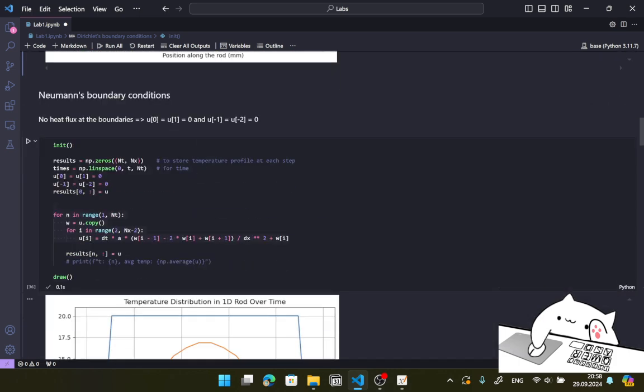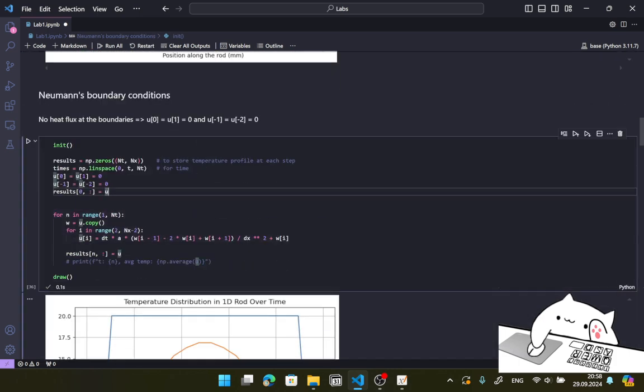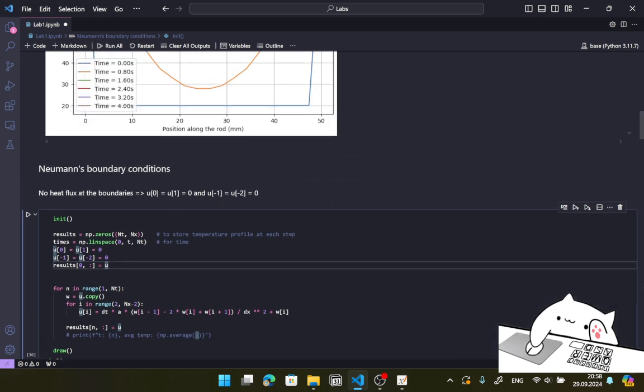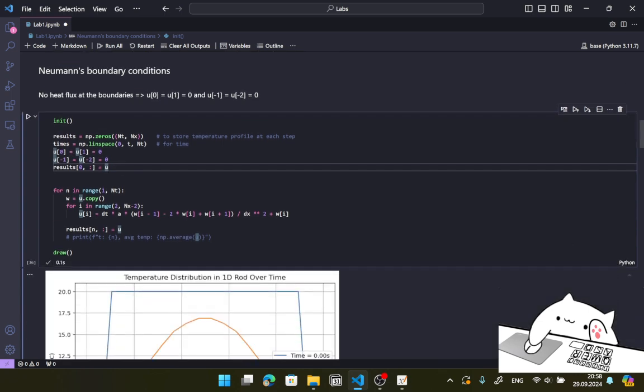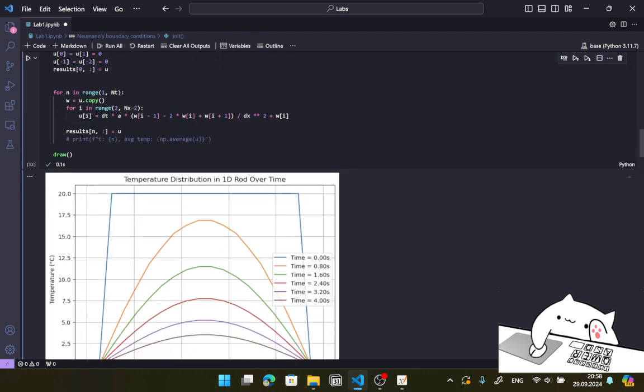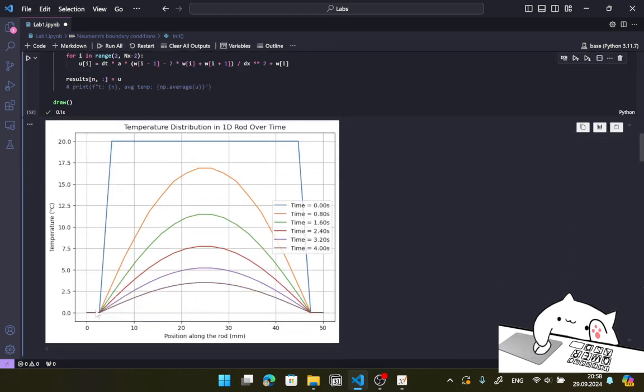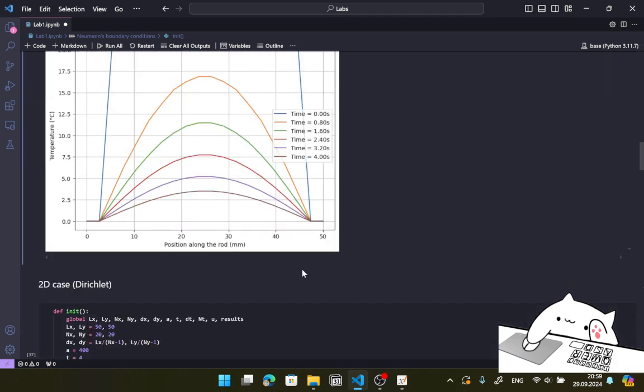Now let's look at Neumann's boundary conditions. To apply it in our code, we just simply put our boundaries as 0, not only the previous, but also the next neighbor also as 0. And let's just look. See, our temperature was 20 initially, but we insulated both sides. There is no heat, so the heat will dissipate, and our system will cool down like this.